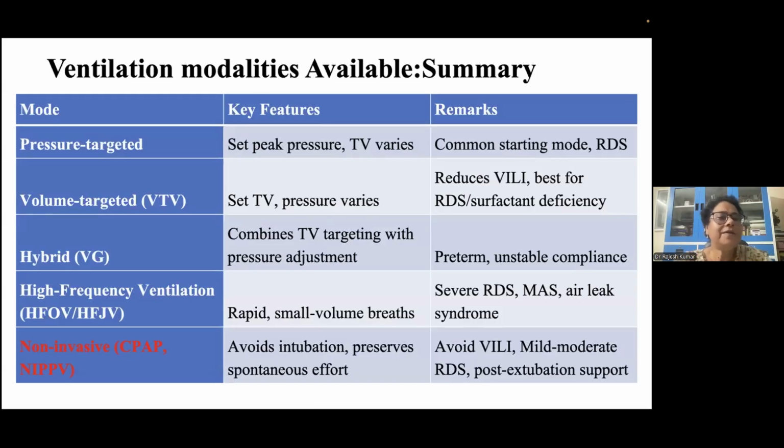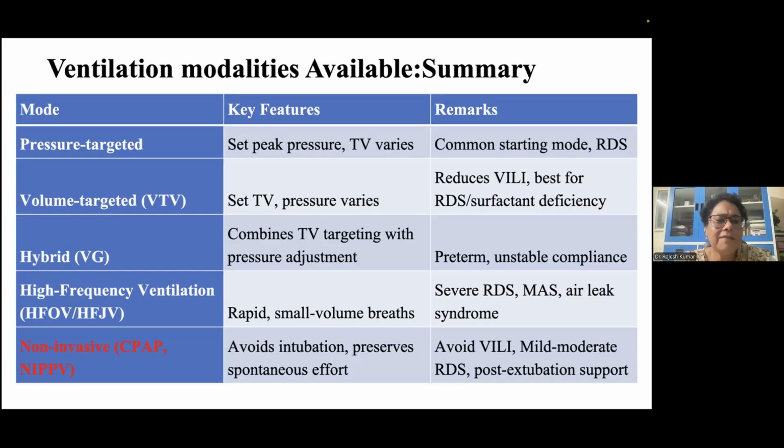So in summary, we might have different modes of ventilation, like pressure targeted, where we set the peak pressure and the tidal volume varies. Commonly this is used for respiratory distress syndrome, and most of the units have been using this. Then we also have volume-targeted ventilation, where we set the tidal volume and pressure varies. It is appropriate for respiratory distress syndrome or conditions where surfactant deficiency is there, because it helps in reducing ventilator-induced lung injuries.